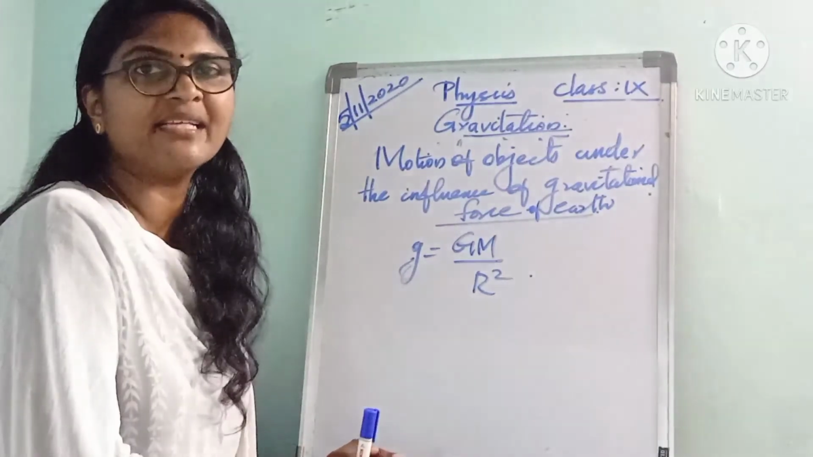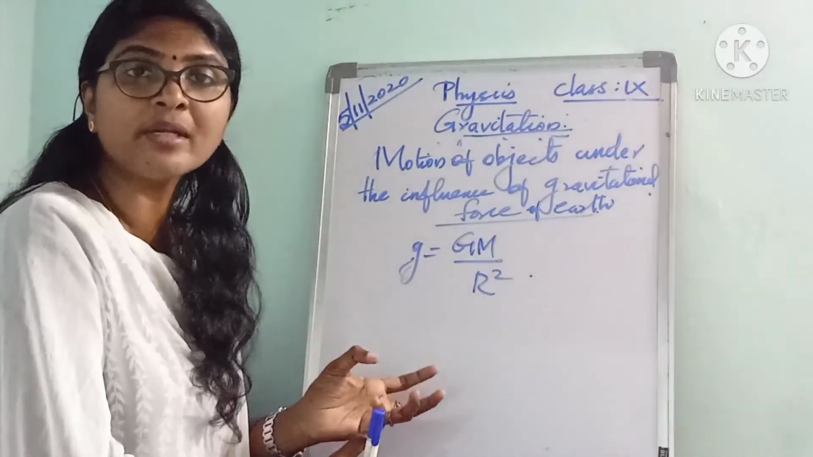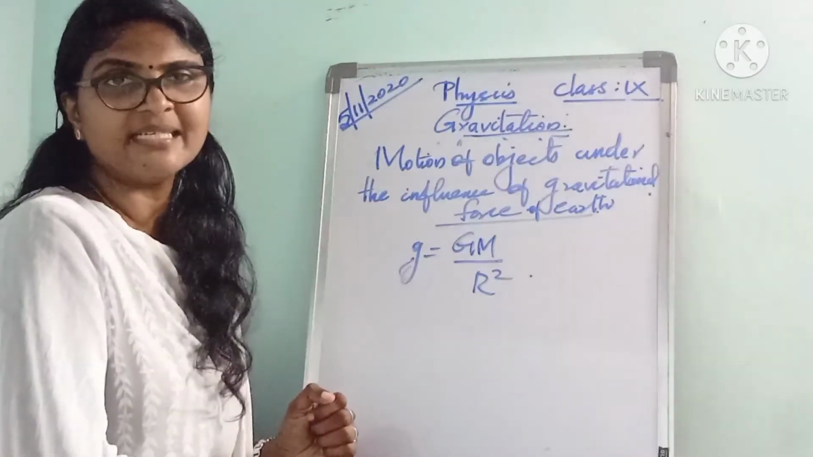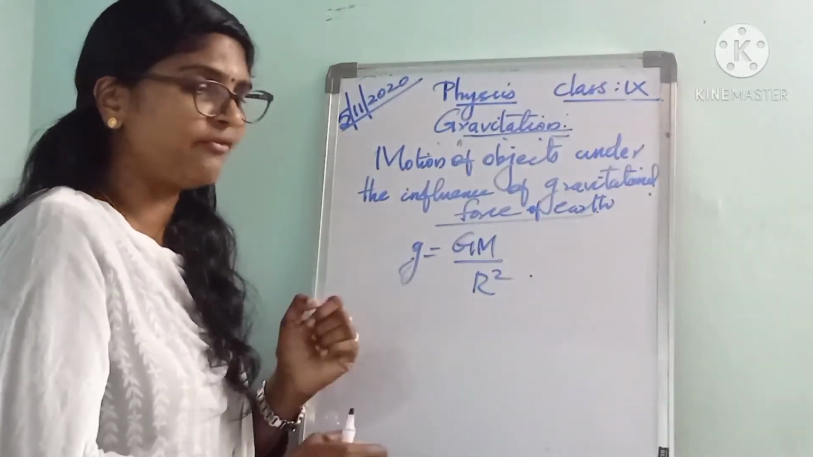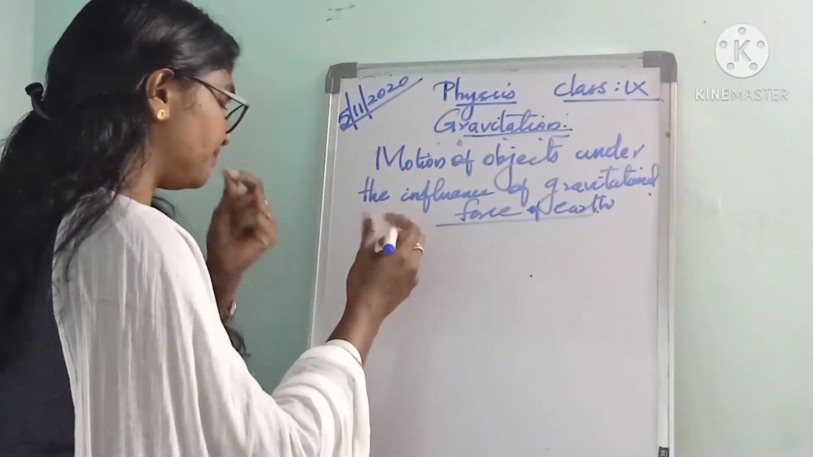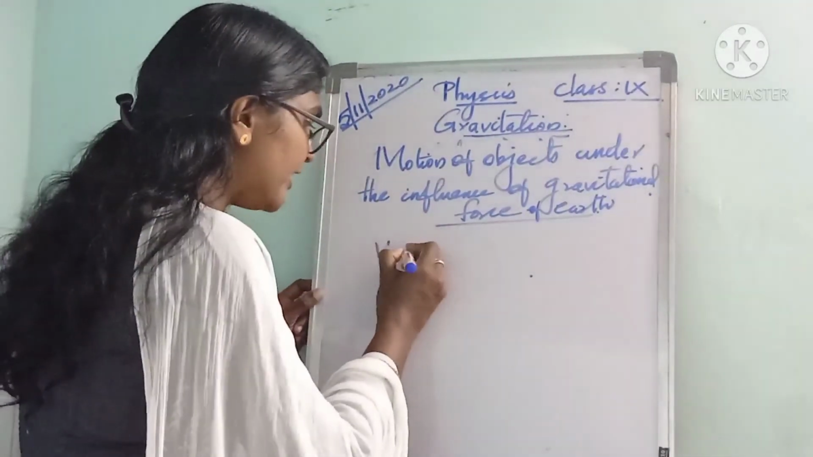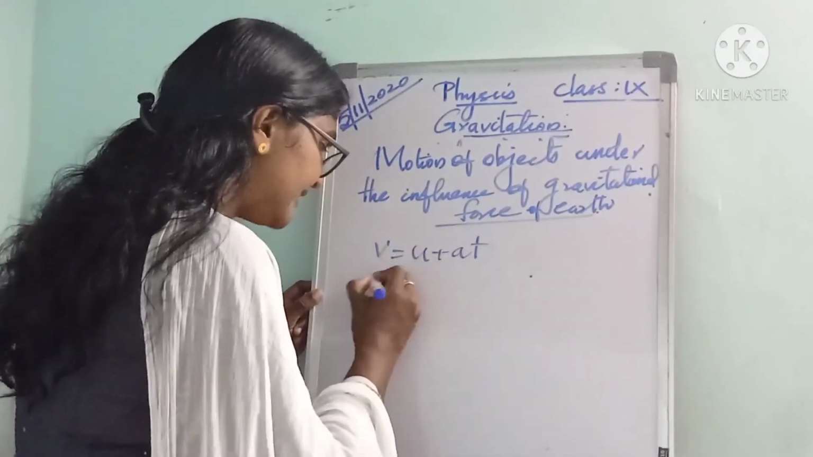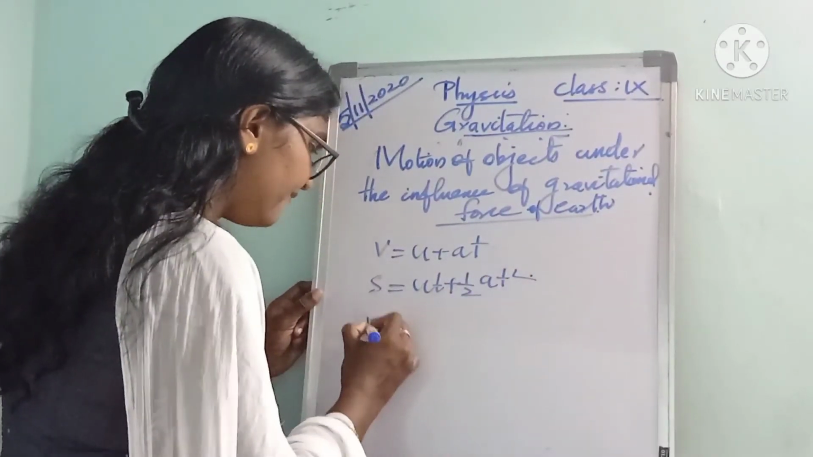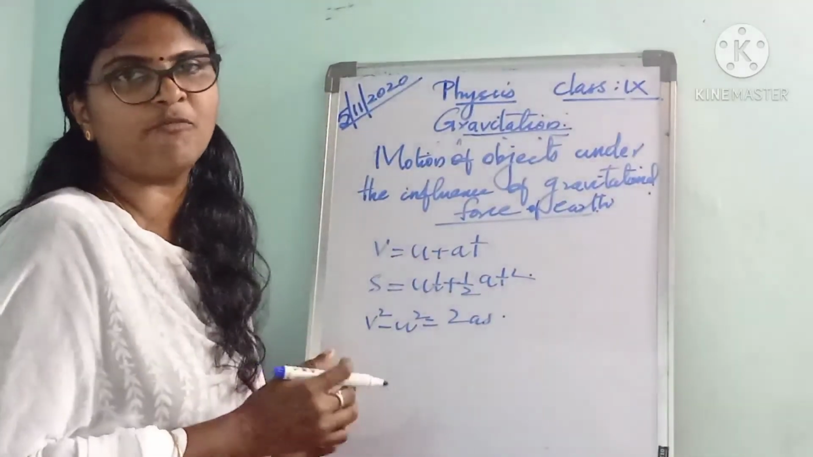So we can conclude that all objects, whether big or small, hollow or solid, will fall towards Earth at the same rate. Isn't it? Also, you know the equations of accelerated motion. What are the equations of motion? We know the three equations of motion: v = u + at, then s = ut + 1/2 at^2, then v^2 - u^2 = 2as. These are the equations of motion.